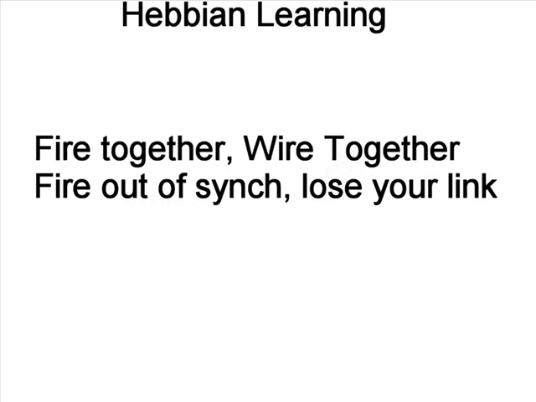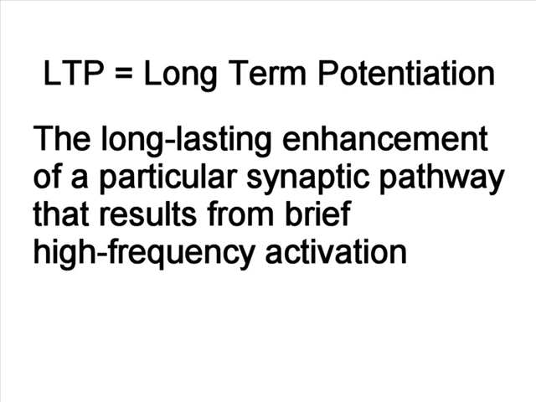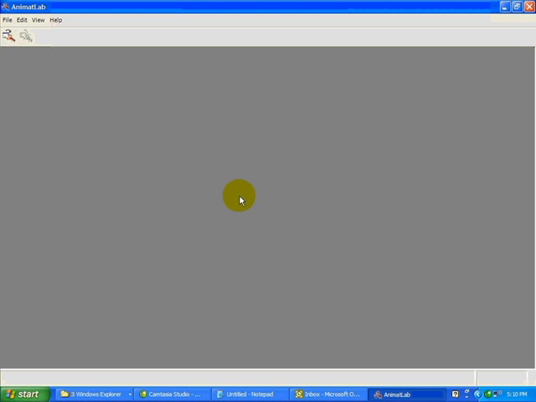There's no direct evidence that any real synapse displays the Hebbian properties of the simple sort I just described. However, Hebbian-type mechanisms may well underlie some of the important forms of learning which occur in the nervous system, such as long-term potentiation, or LTP, and classical conditioning. LTP is the long-lasting enhancement of a particular synaptic pathway that results from a brief, high-frequency activation. This tutorial will show you how LTP can be implemented in AnimatLab using Hebbian synapses.